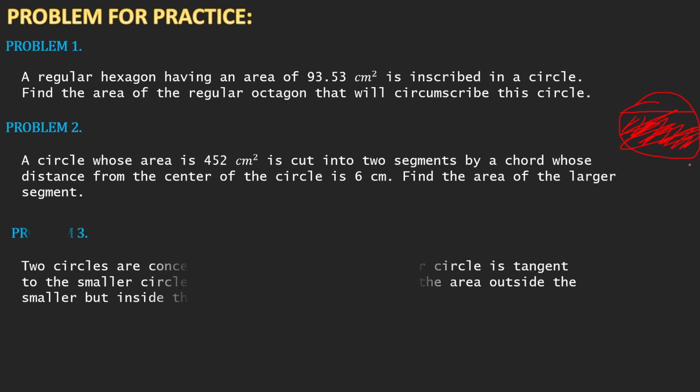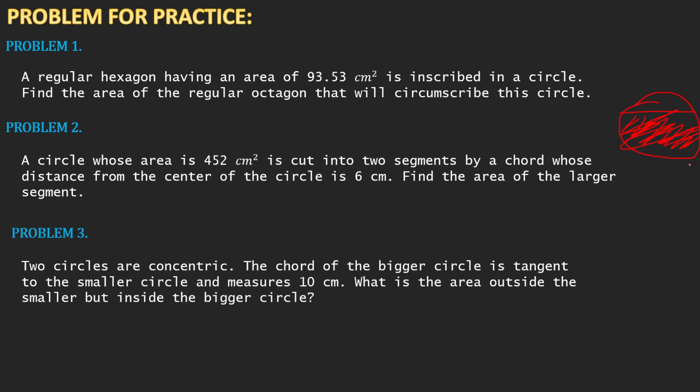Okay? Next. Problem 3. The two circles are concentric. The chord of the bigger circle is tangent to the smaller circle. The chord is 10 cm. What is the area outside the smaller but inside the bigger circle? Ganyan lang yan. May malaking circle, then may maliit na circle. Then, nakatangent daw doon sa yan. 10 meters daw ito. 10 meters yung chord. Tama ba? Okay. Solve nyo po yung area nung parang donut. Area nung nakalabas sa circle na maliit pero nasa loob ng circle na malaki.